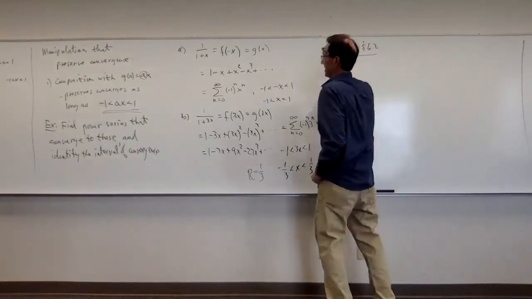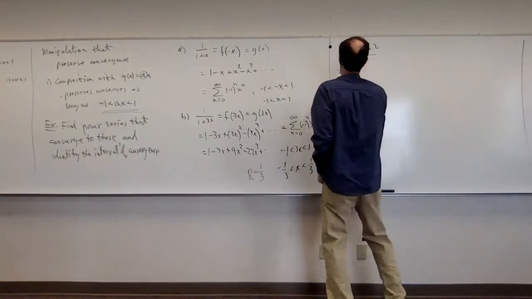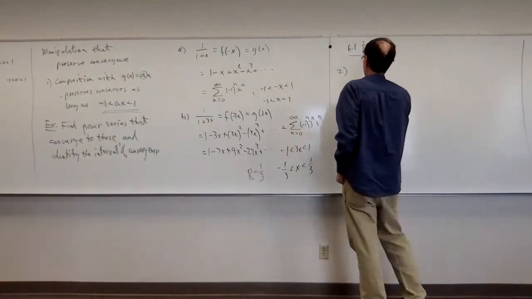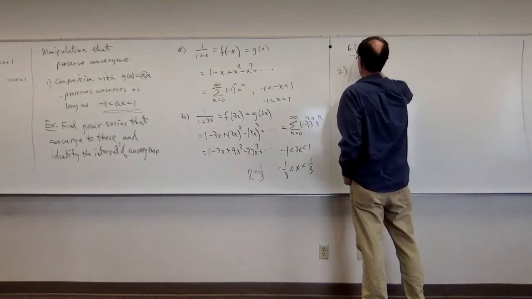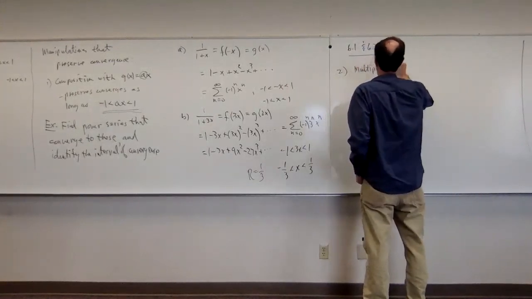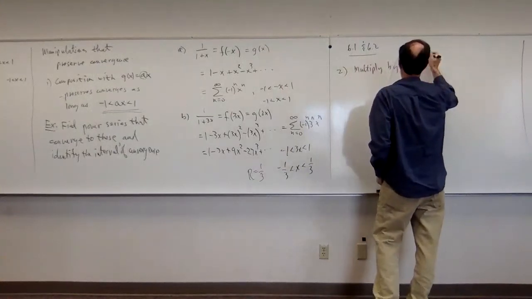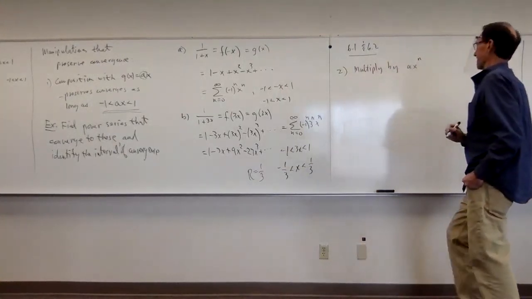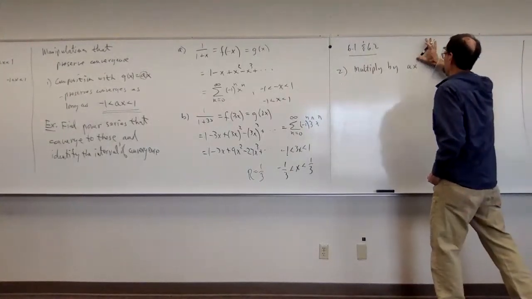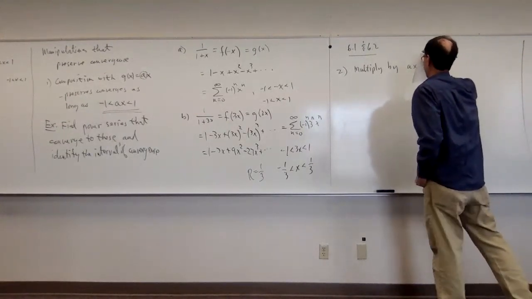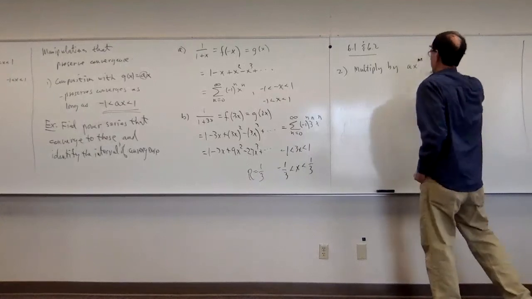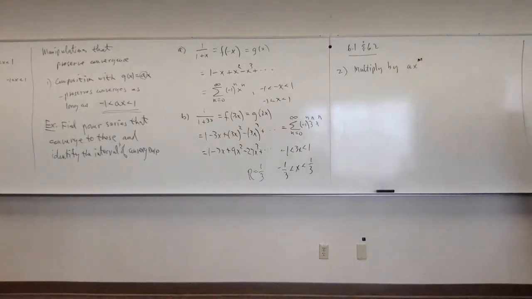The second manipulation: multiplied by some constant times x to a power. We use n a lot. Let me use k. We use k a lot. We don't usually use n. So here's what I mean.